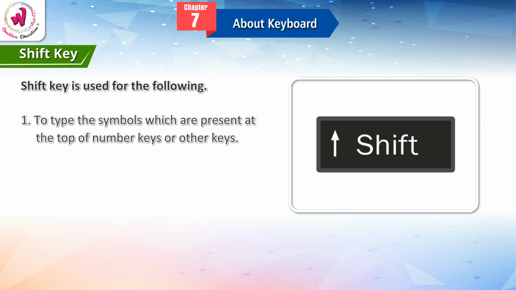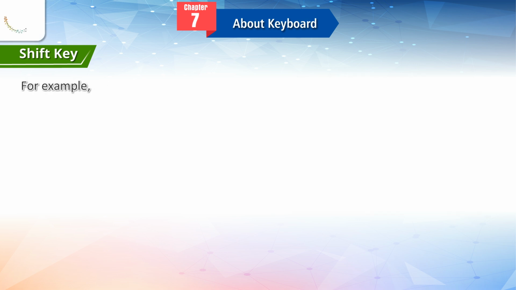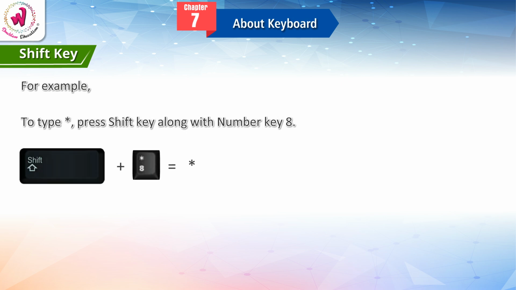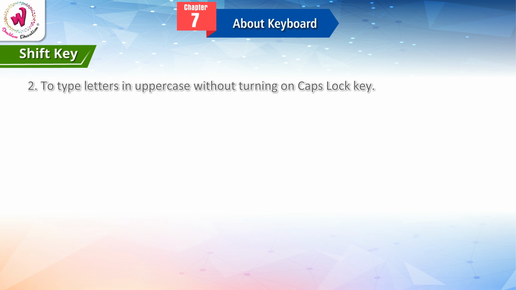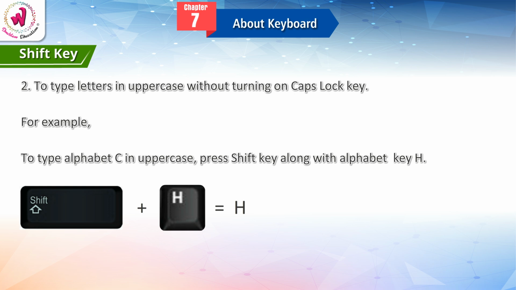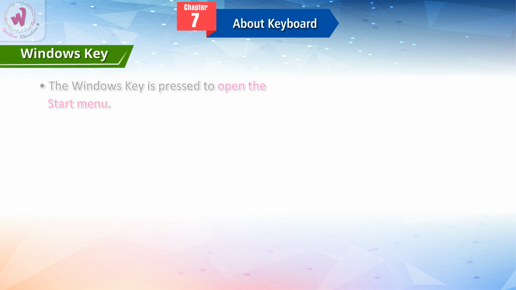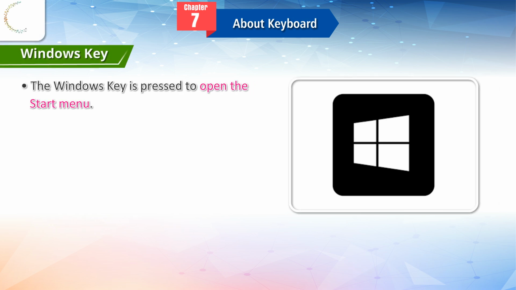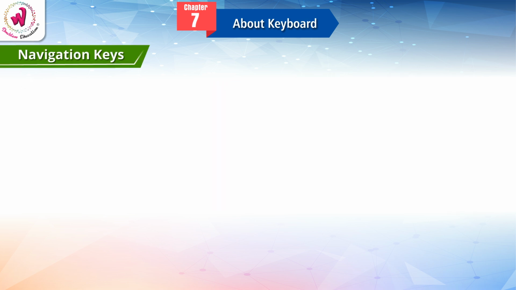1. To type the symbols which are present at the top of number keys or other keys. For example, to type asterisk, press Shift key along with the number key 8. 2. To type letters in uppercase without turning on caps lock key. For example, to type alphabet C in uppercase, press Shift key along with alphabet key C. Windows key. The Windows key is pressed to open the Start menu.